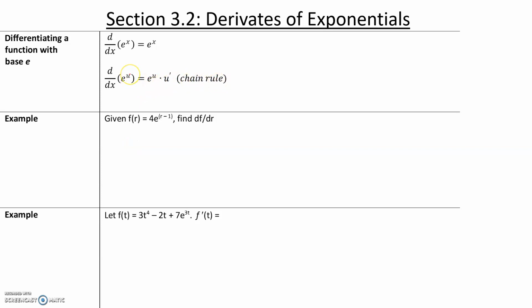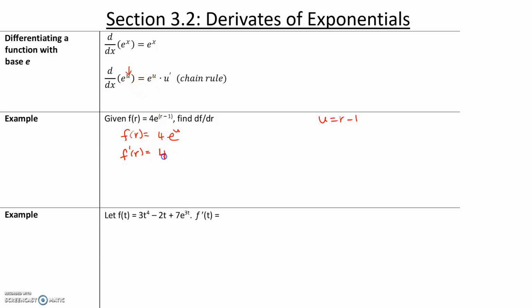So if this exponent is not equal to x, we always have to take the derivative of that exponent and multiply it by e to the u. Okay, so for example, we're given f of r equals 4e to the r minus 1. First off, I'm going to write this as u equals r minus 1, so we can apply that rule. And I'm going to rewrite this as f of r equals 4e to the u. By this formula, f prime of r equals 4.